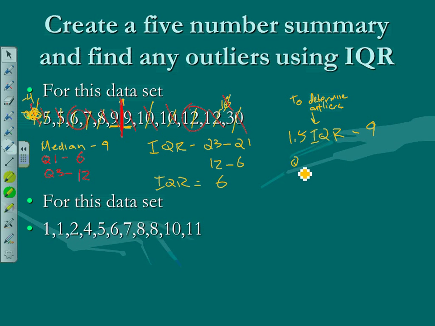So if I take my Q3 and add 9, I get 12 plus 9, which is 21. Any values above 21 would be considered outliers. I look and I see I have a value 30. Now you guys could have probably just looked at this and seen 30 and been like, yeah, 30 is an outlier. Sure. But this is now a formulaic mathematical way of proving that this is indeed an outlier. You would say, okay, 30 is bigger than 21. 30 is an outlier.